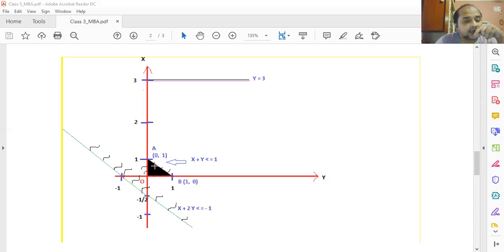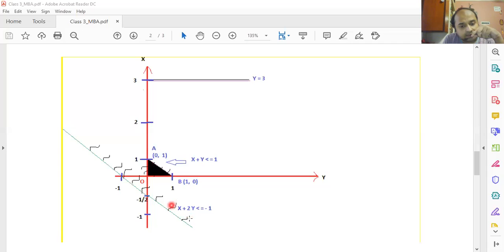Actually, when I considered this particular region for the straight line x plus y equal to 1, this region is bounded by the x-axis and y-axis from the sides, because I cannot move into the negative quadrants, because the variables x and y are greater than or equal to 0. So I have considered this triangular section only.